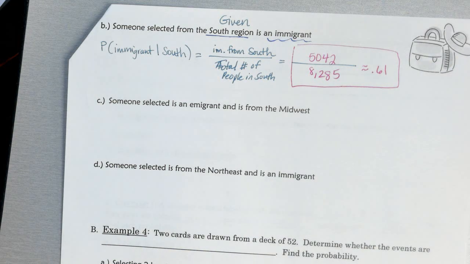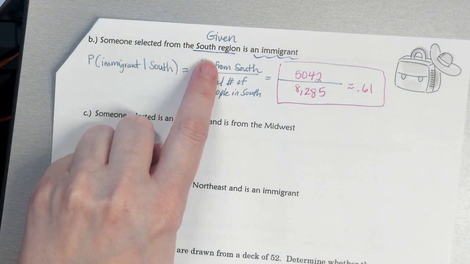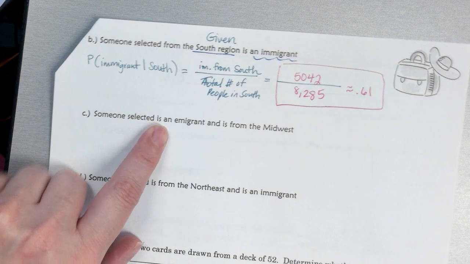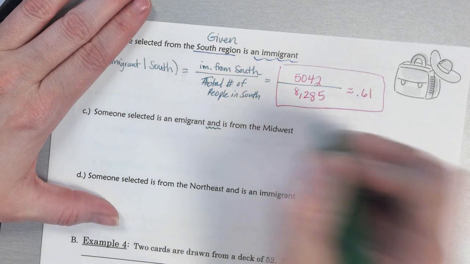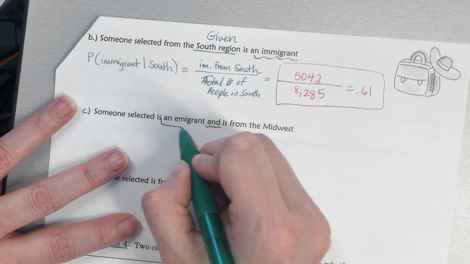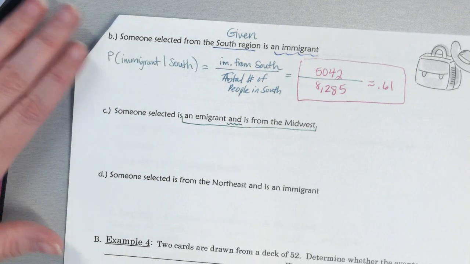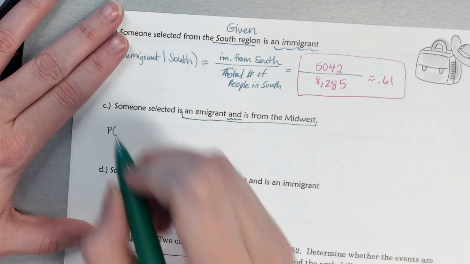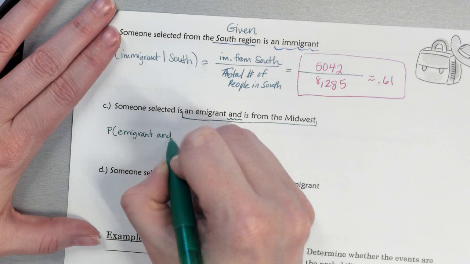All right. Now, C is worded a little bit differently. The last one said someone selected from the South region is an immigrant. This one says someone selected is an immigrant and is from the Midwest. So here we have this "and," right? There's no given in this one. Someone selected is both of these. So when those happen together, you won't have the given, you'll have the and. So it's the probability that they're an immigrant and Midwestern.